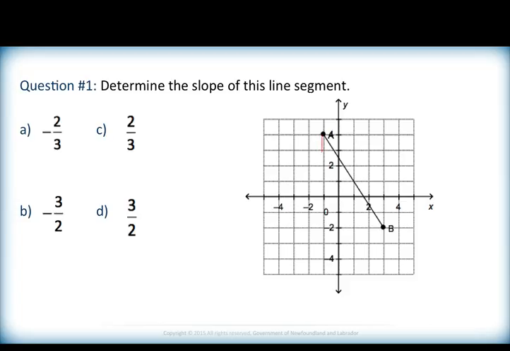So let's just make our triangle here. Now you can use any point. You could have used this one here with this one. It doesn't really make a difference as long as these points are on the line and you make your right triangle.